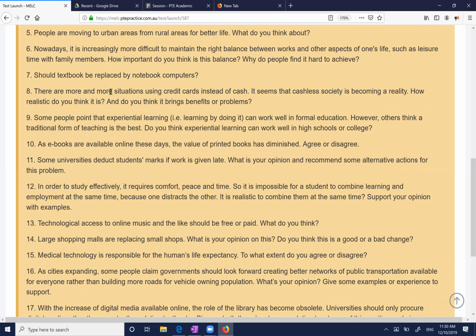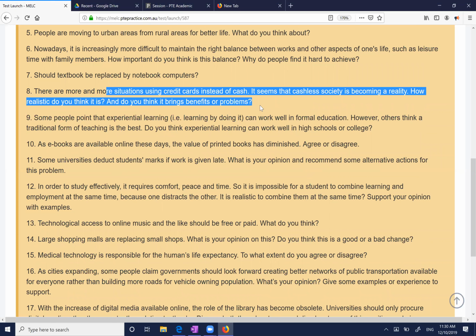Benefits or problems. See, benefits and problems are two sides. Good and bad is either one. Either something is good or something is bad. But when I say benefits and problems, it has benefits as well as problems. So the question has to be understood carefully.